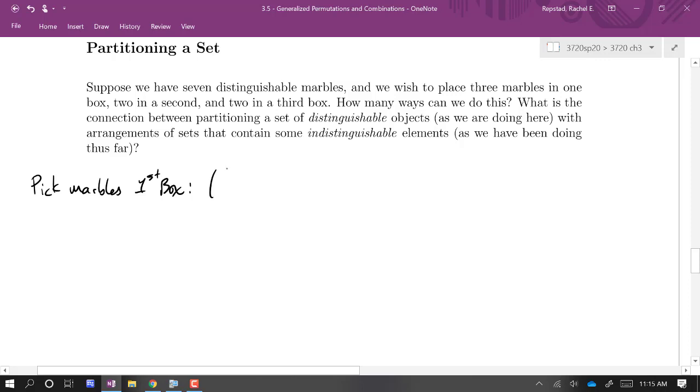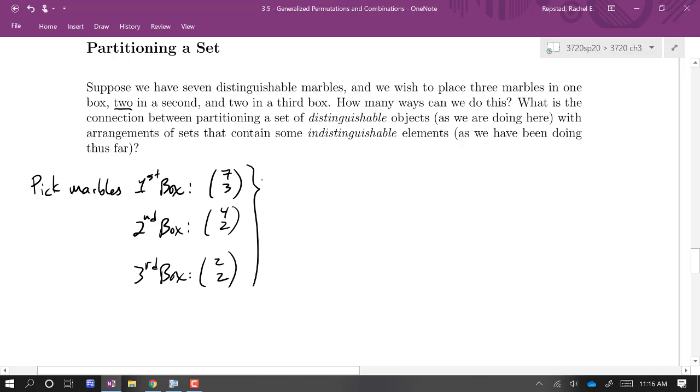I've got 7 marbles. I'm going to pick 3 of them to go in that first box. That's 7 choose 3. Then I have 4 marbles left, so I'll pick the marbles that go in the second box. That's 4 choose 2. And then in the third box, there's 2 marbles left, and I want to pick the 2 that go in that third box, so that's 2 choose 2.